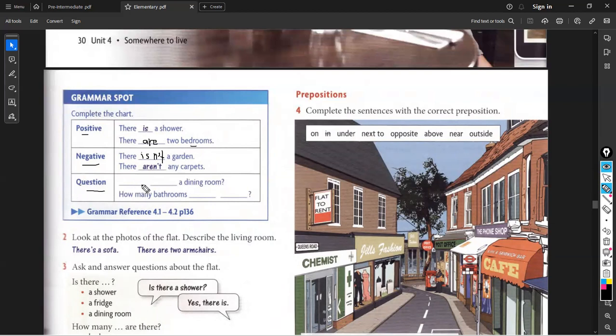Now in the question, I have to say, for a dining room, is there? Bravo. Is there? Do you have a dining room? But if I want to say do you have, guys, the rule says I have to stick with the answer that matches the question. For example, I have a dining room. I don't say there is, I have to say I have. Why? Because the speaker used the question with do you. So please, you have to stick with the question.